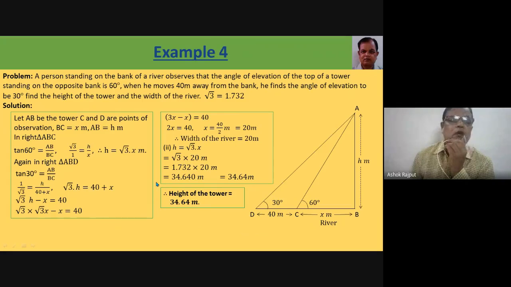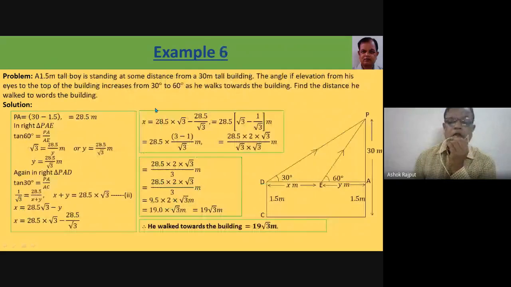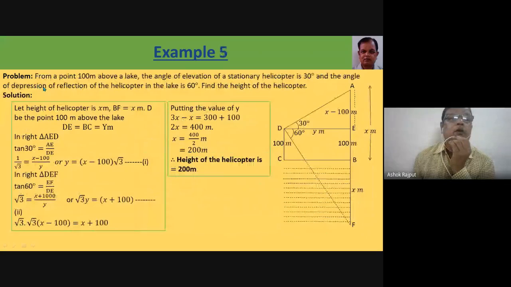Now next example 5. From a point 100 meter above the lake, the angle of elevation of a stationary helicopter is 30 degree. The angle of depression of the reflection of the helicopter in the lake is 60 degree. So find the height of the helicopter. So let the height of the helicopter be x meter.